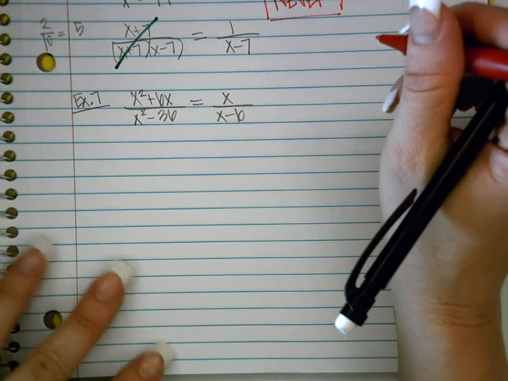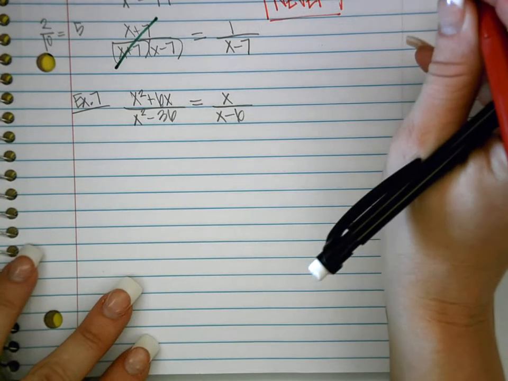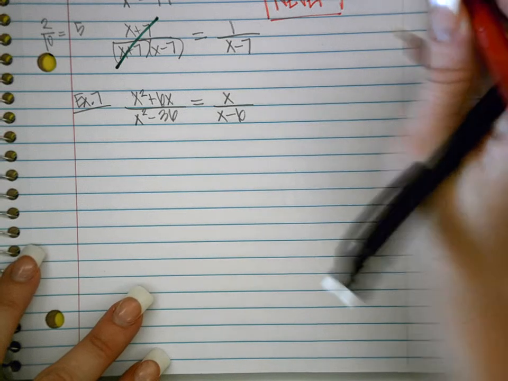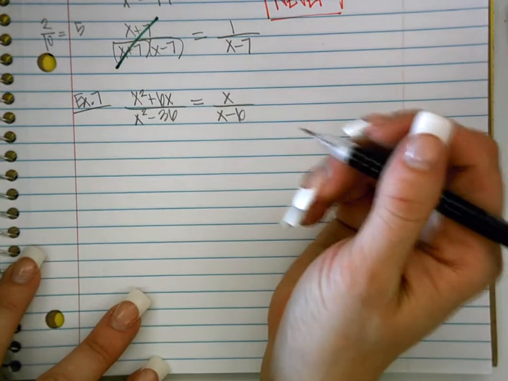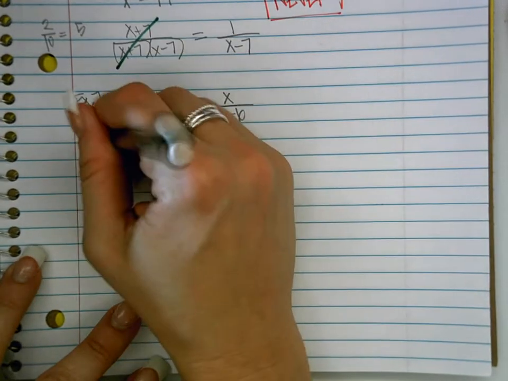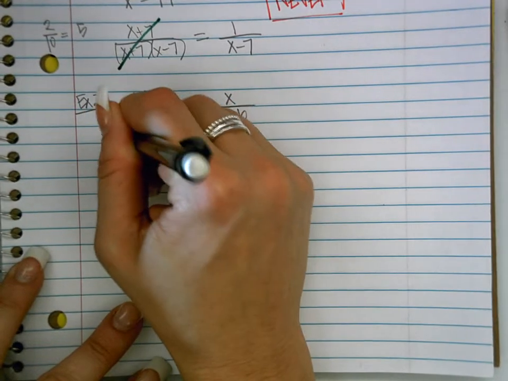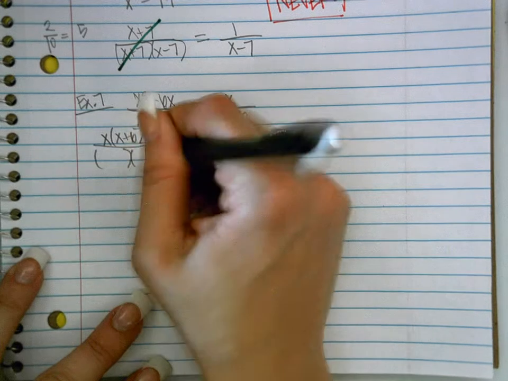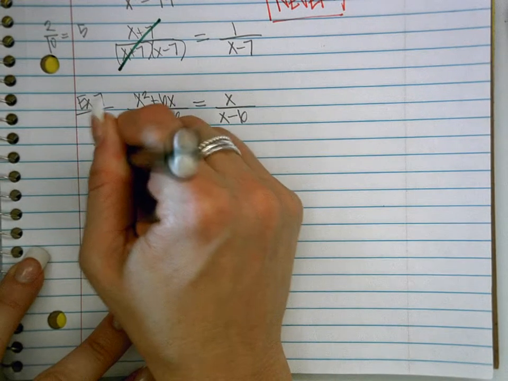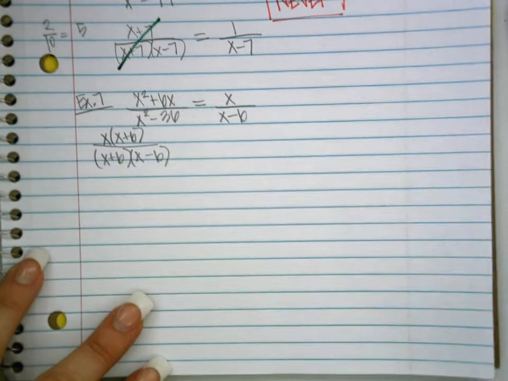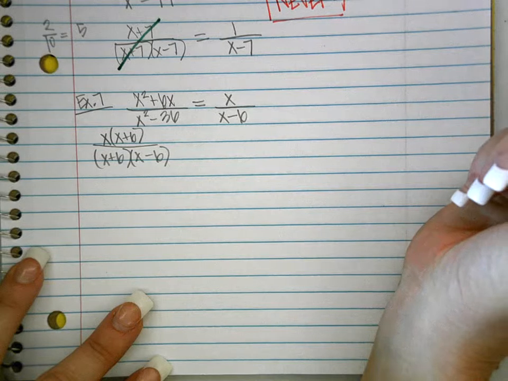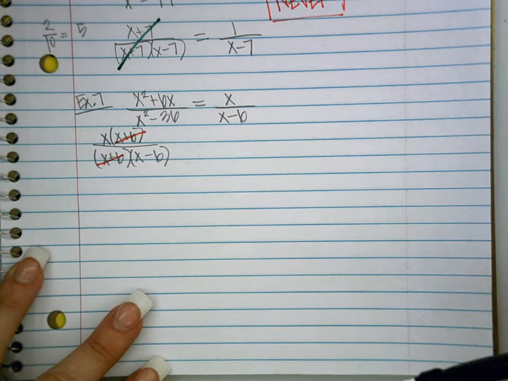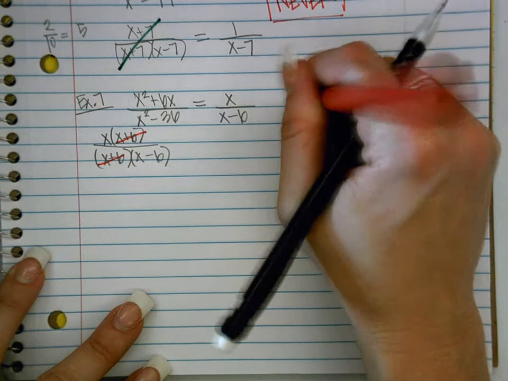So, first thing you need to see is, is this reduced correctly? How would you factor the top? Take out an x, left behind would be x plus 6. How would you factor the denominator? Difference of squares, so x plus 6, x minus 6. What reduces? These go away, so did they reduce this correctly? Yes.